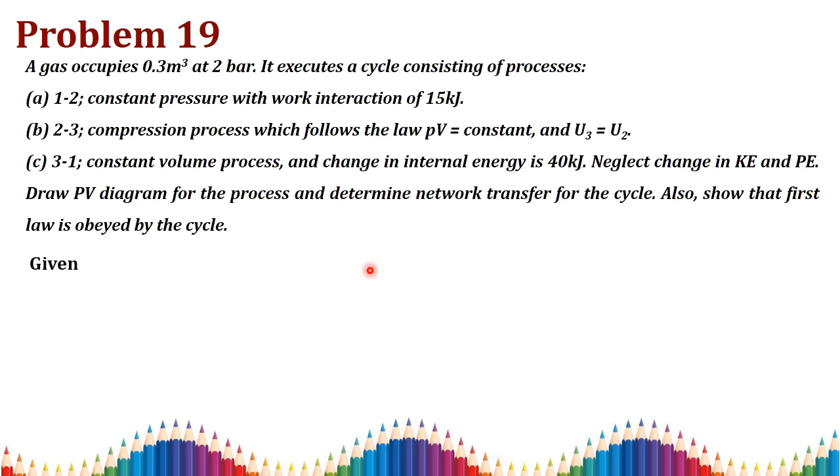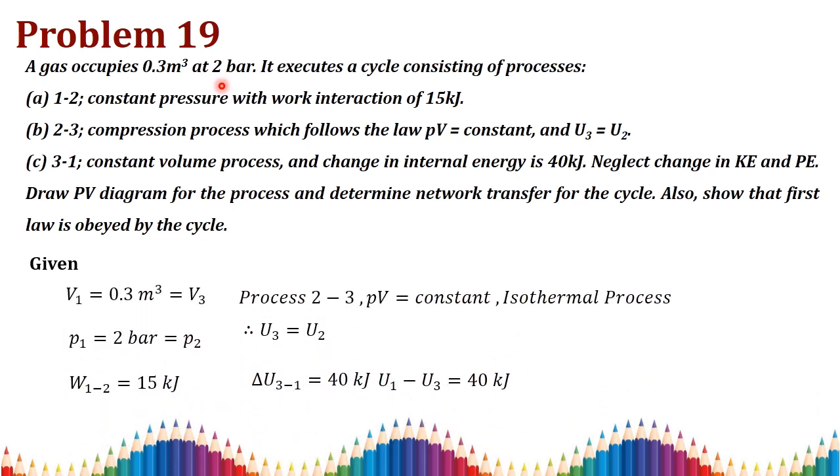So problem number 19. A gas occupies 0.3 meter cube at 2 bar. It executes a cycle consisting of three processes. The initial gas volume is 0.3 meter cube and the initial pressure is 2 bar. The first process, 1 to 2, is a constant pressure process with a work interaction of 15 kilojoule. So work done is 15 kilojoule.